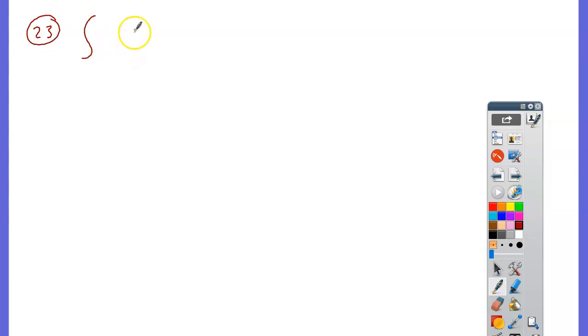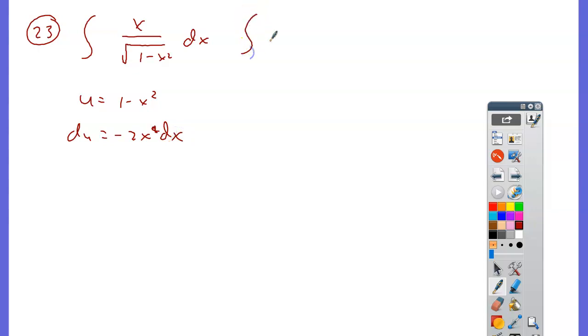Oh, what's ugly? 1 minus x squared. So u equals 1 minus x squared. So du is going to equal negative 2x dx, right? Then you put in a negative 2 on the top. So then I'm going to reorganize this so it looks like the way I want it to.